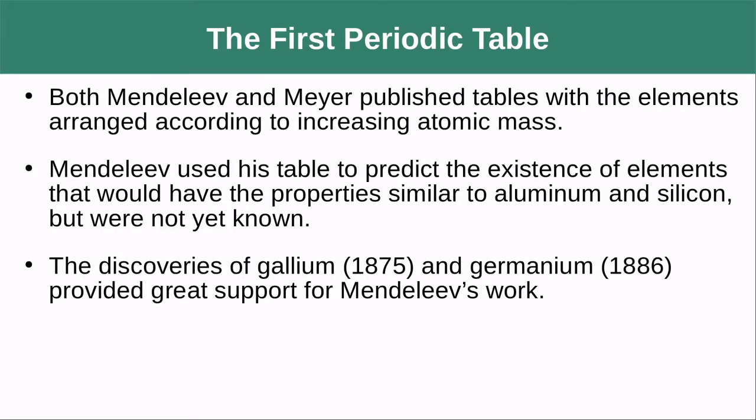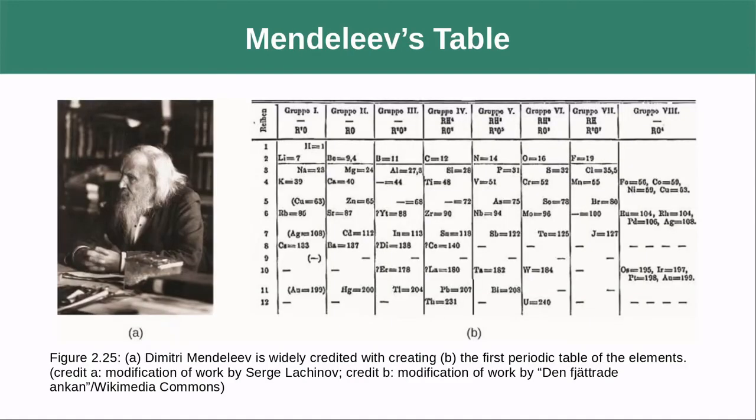They both published their tables according to increasing atomic mass, and Mendeleev was actually able to use his table to predict the existence of some elements that had not been discovered yet. When they were later discovered, this provided a lot of support for Mendeleev's idea that there was something to this sort of periodicity. Here we can see Mendeleev's original table looks very different than the one that we know today. And anecdotally, Mendeleev, great beard.